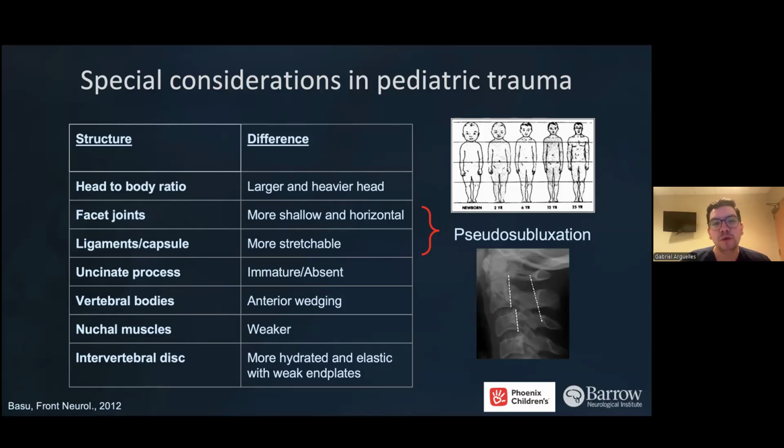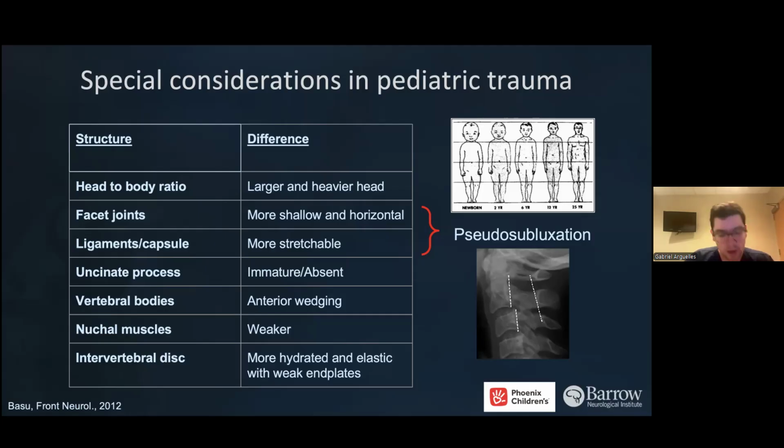So these two things combine to give us a phenomenon we see in kids called pseudosubluxation, where we see, as an example, anterior translation of C2 on C3 that does not represent a fracture or ligamentous injury. This can be differentiated from a real traumatic subluxation either by looking at a CT or MRI and seeing an actual fracture or ligamentous injury, or also on X-ray in flexion and extension by seeing how it changes between those two views. In pseudosubluxation, there should be full reduction on extension.